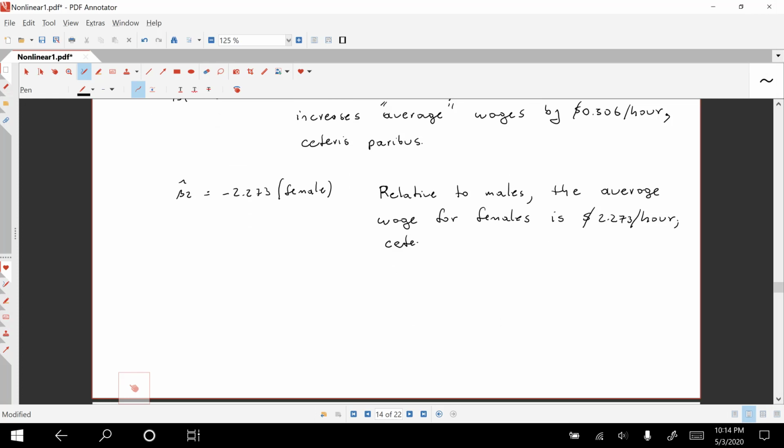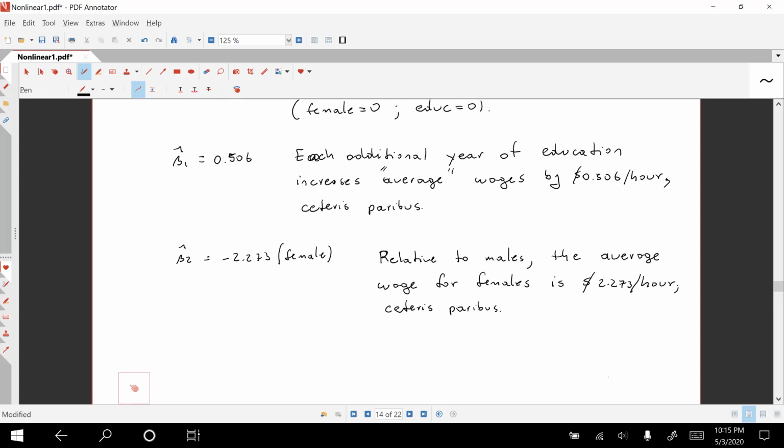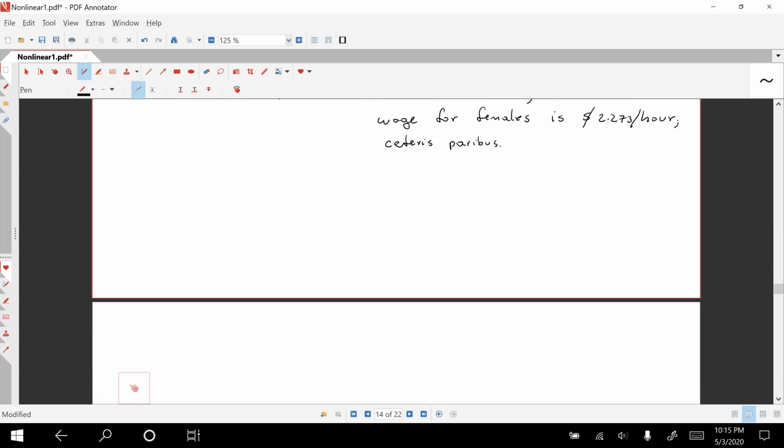Using this context, ceteris paribus means controlling for education. So even after controlling for education, we have this gap in the wages.